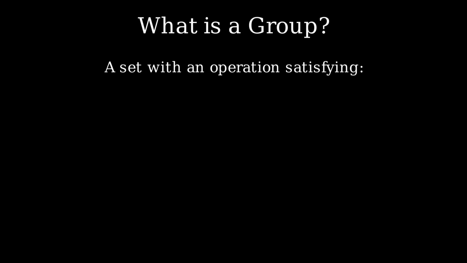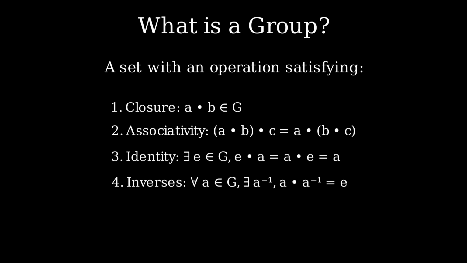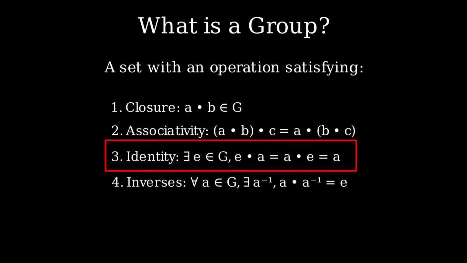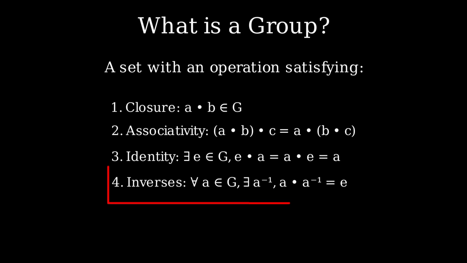What is a group? A set with an operation satisfying four key properties. First, closure. If A and B are in the group, then A combined with B is also in the group. Second, associativity. It doesn't matter how you group the operations. A times B times C equals A times the quantity B times C. Third, there's an identity element E that leaves every element unchanged when combined. And fourth, every element has an inverse that cancels it out to give the identity.